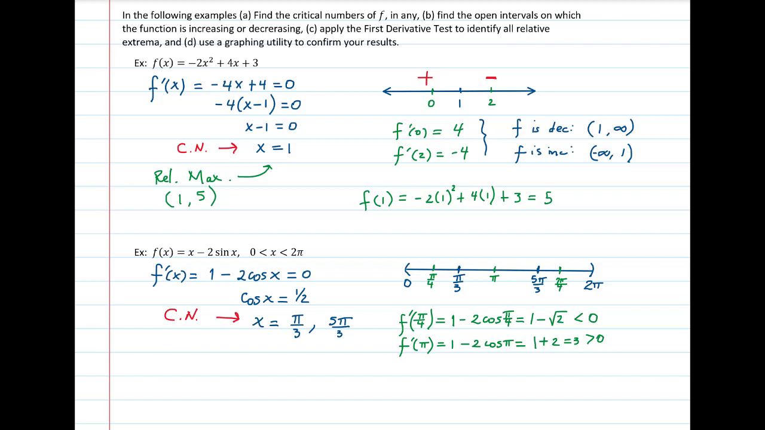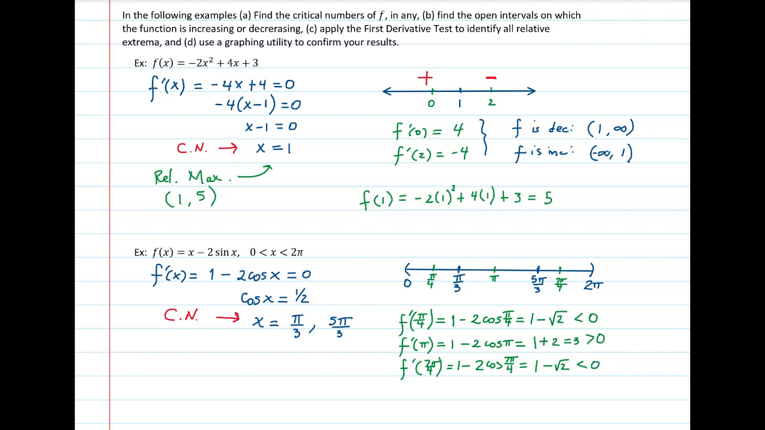In a similar way, f prime of pi is equal to 1 minus 2 cosine of pi. Cosine of pi is negative 1, which turns that into 1 plus 2, and that's equal to 3. 3 is a positive number, it's greater than 0, so it's going to be a plus for that interval. And the last test value is 7 pi fourths. F prime of 7 pi fourths is equal to 1 minus 2 times cosine of 7 pi fourths, and it's actually the same thing as the first one. We're going to have 1 minus square root of 2, which is also less than 0.